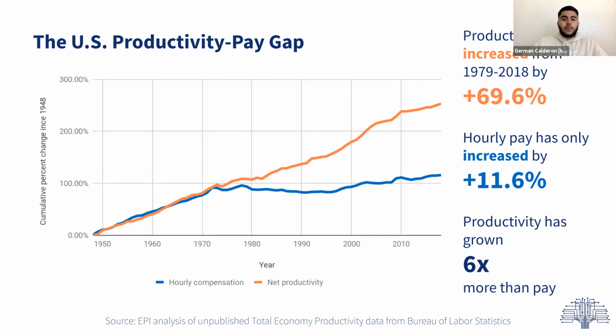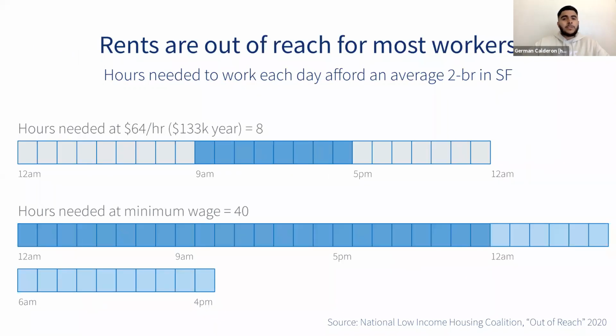So let's take a look at what a worker earning minimum wage fares in the current rental market. So this is what it takes to be able to afford living in your average 2 bedroom apartment in San Francisco. So if you're making about $133,000 a year, you can afford an average 2 bedroom working a regular 8 hour day, 8 hour shift, right?